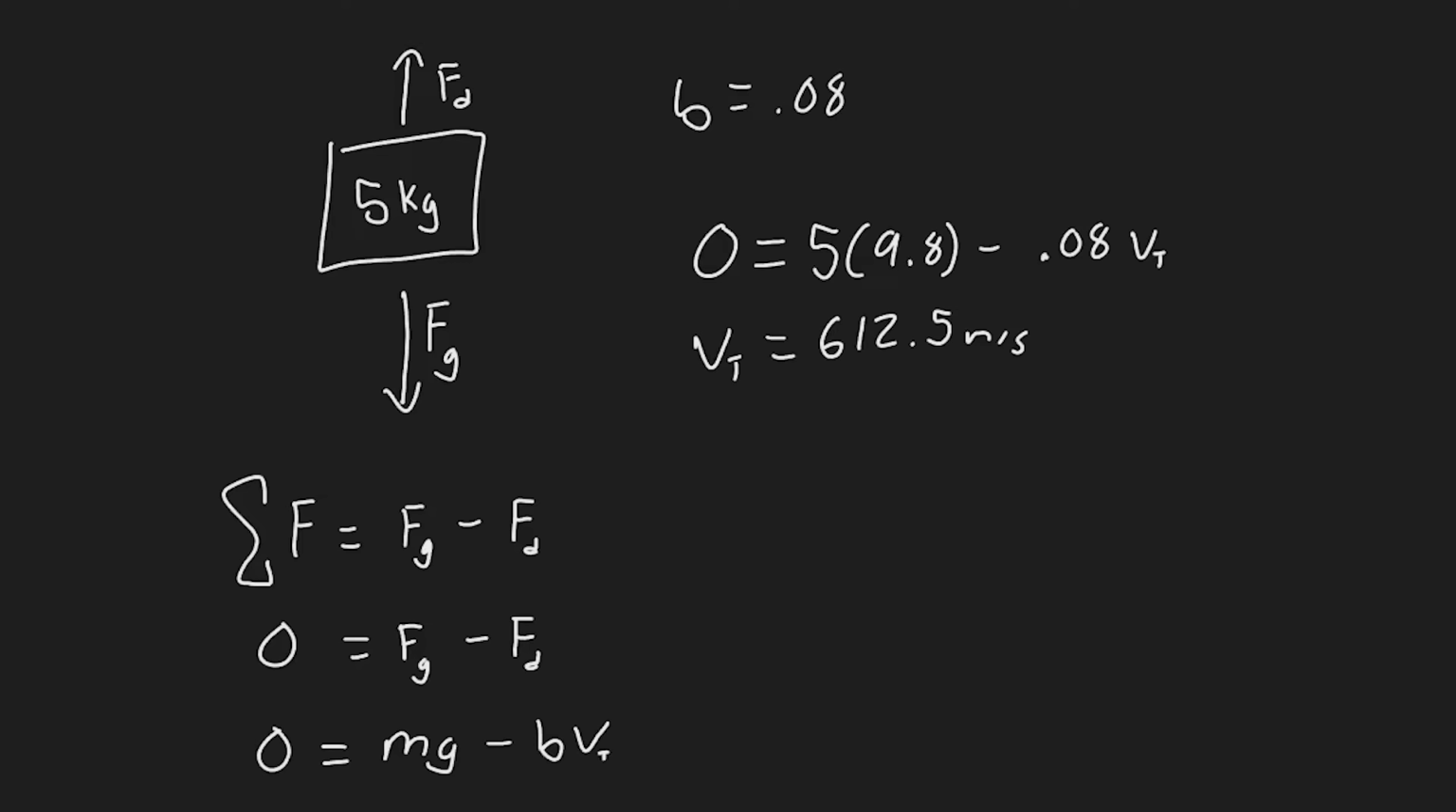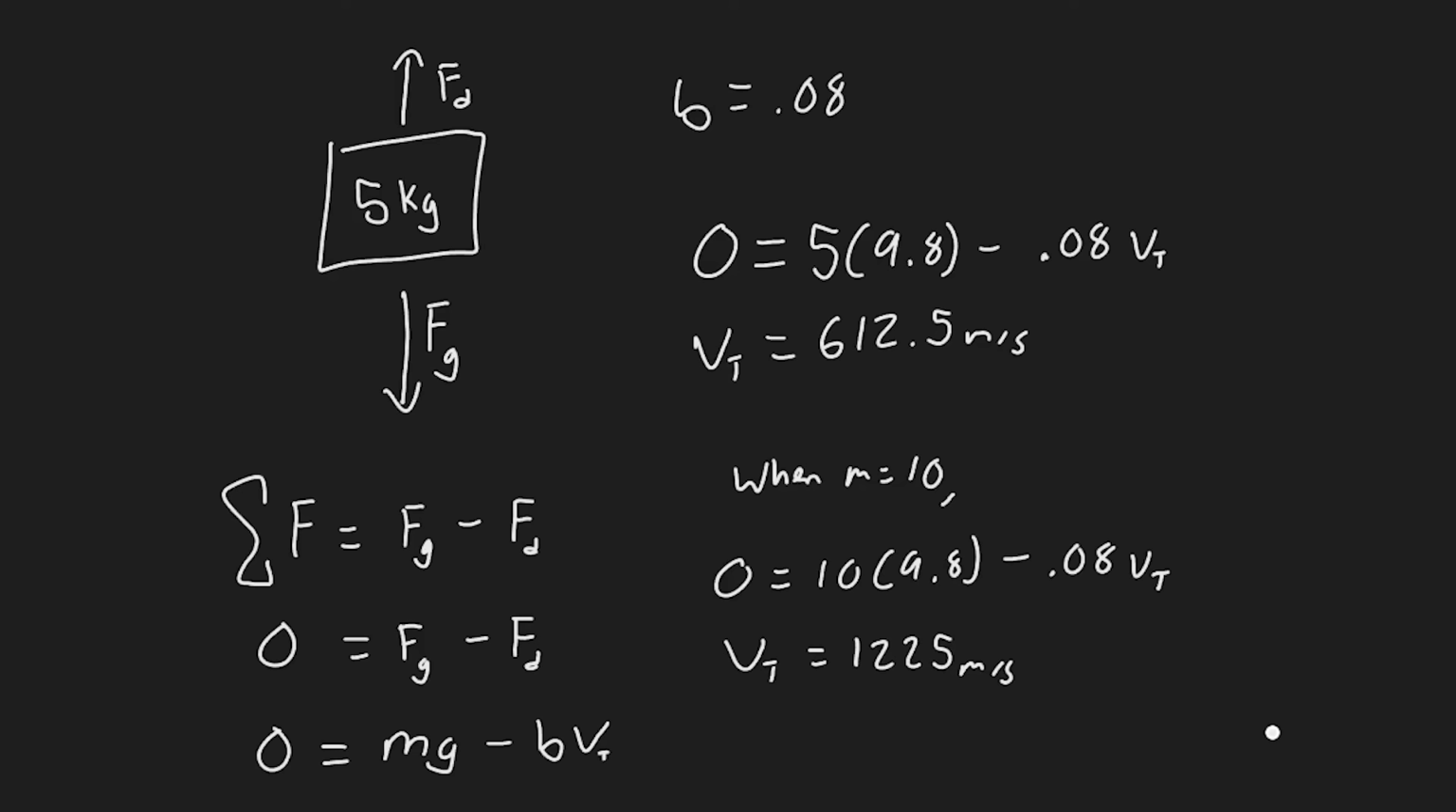And if we plug in our values and solve for v, we get a terminal velocity of 612.5 meters per second. If we have exactly the same conditions, but with a 10 kilogram mass, we can see that our terminal velocity is going to be 1,225 meters per second, which just so happens to be twice the terminal velocity of the 5 kilogram mass.